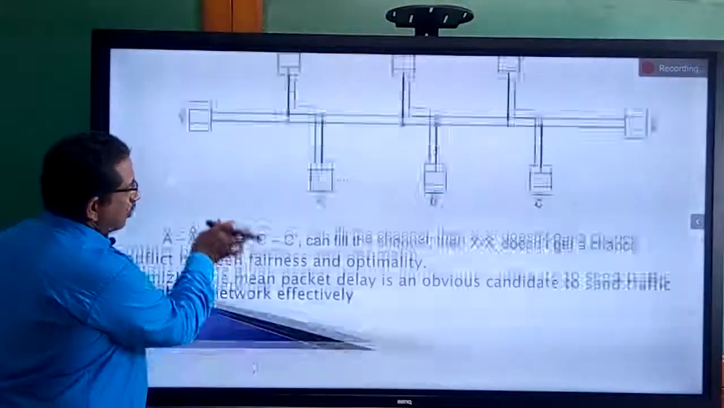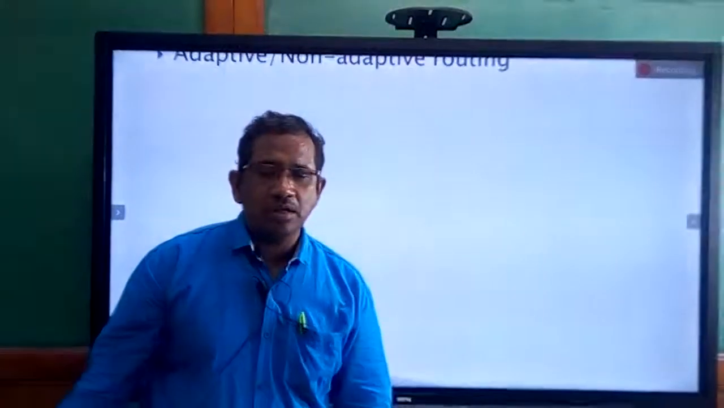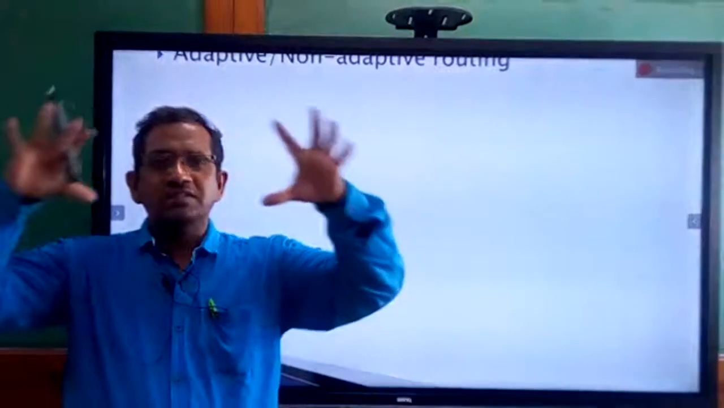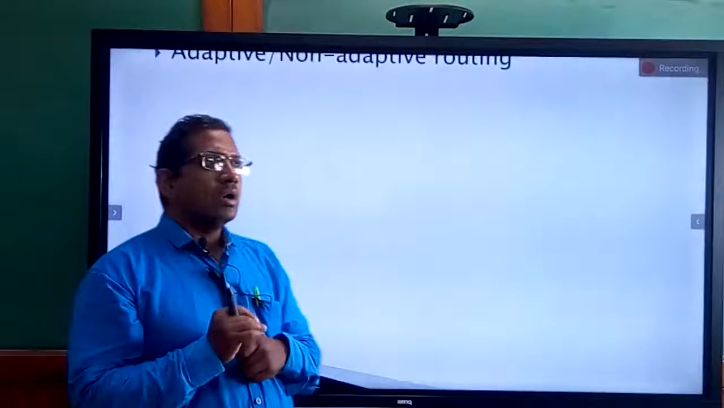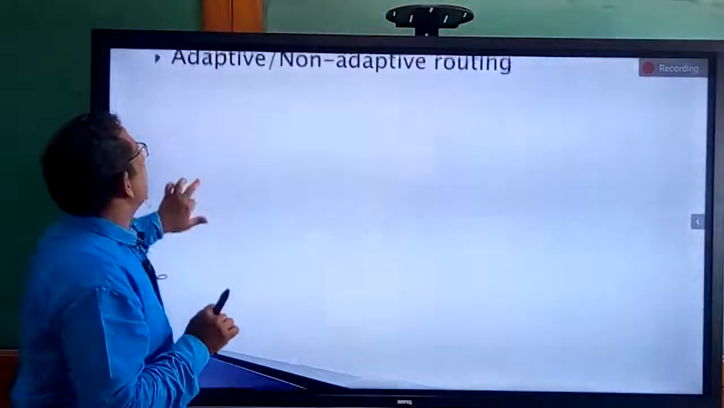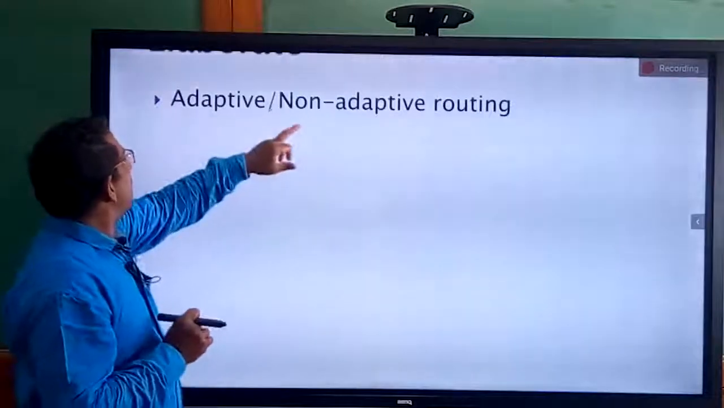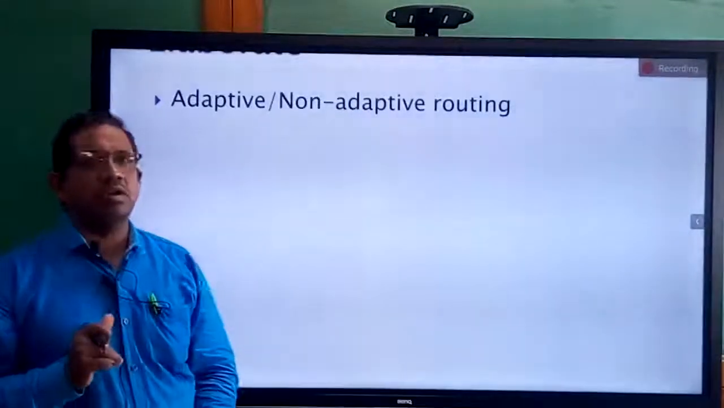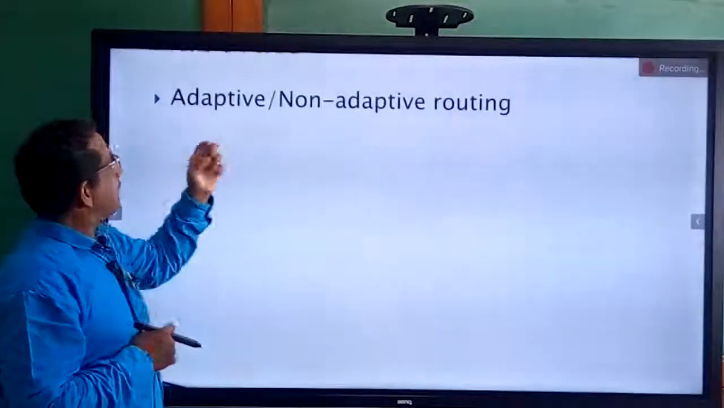Let us go with the first routing algorithm known as the shortest path routing algorithm. And before we go to that, the entire routing algorithms are segregated into 2 subcategories known as non-adaptive and adaptive type of the routing algorithms. As the name itself indicates, what is the meaning of adaptive routing?